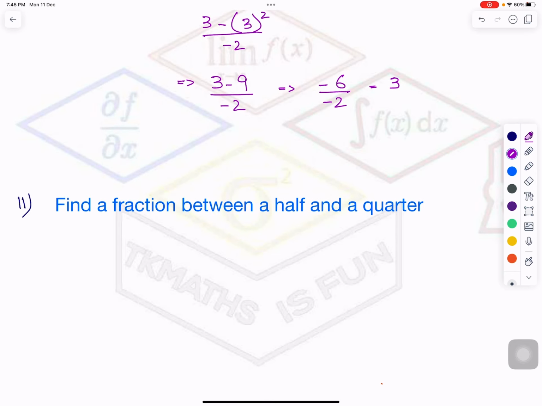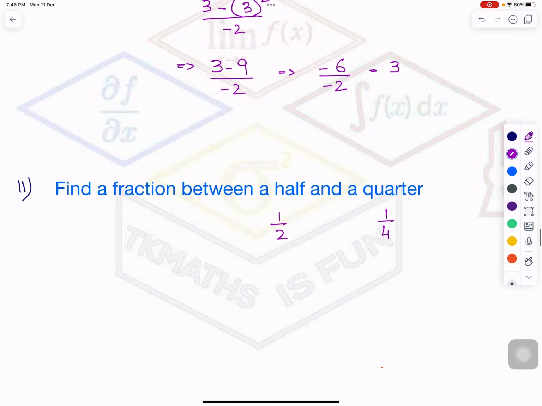Find a fraction between a half and a quarter. At a glance, it looks very difficult, but actually it is not. You know why? Change half into decimal. Similarly, quarter also you know. In year 7 or 8, everybody knows that half means 0.5 and quarter means 0.25. So can you think of any decimal number between 0.5 and 0.25? There are many numbers. 0.4, 0.3, 0.2, or even you can write 0.31, 0.32, similarly 0.45, 0.43, whatever.